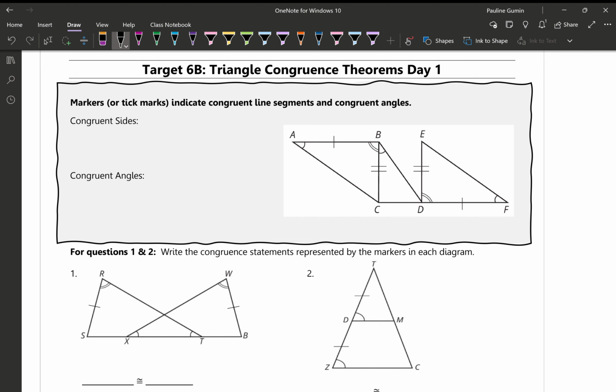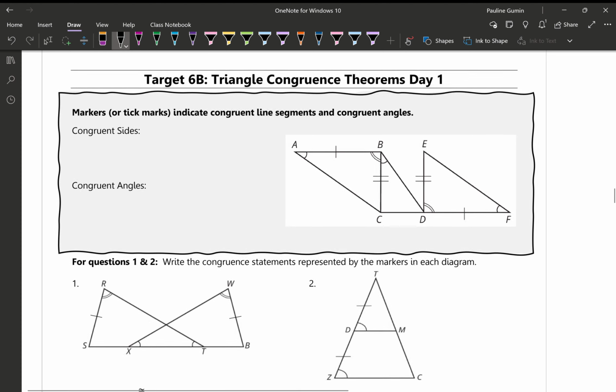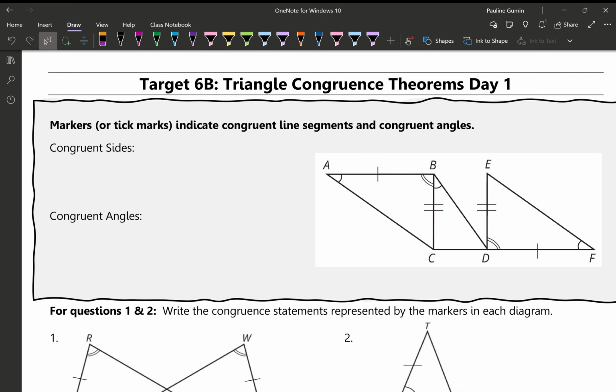Day 1. Okay, so the first thing I want to look at is the markers and ticks that indicate line segments and congruent angles. When we have angles with similar arcs, they're congruent. When we have sides with similar ticks, they are congruent. So first, let's take a look at some congruent sides. The first set of congruent sides I notice is the ones with one tick mark.